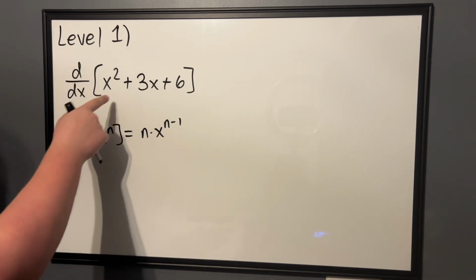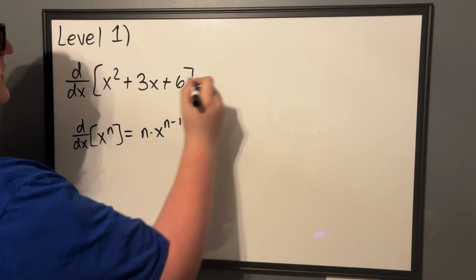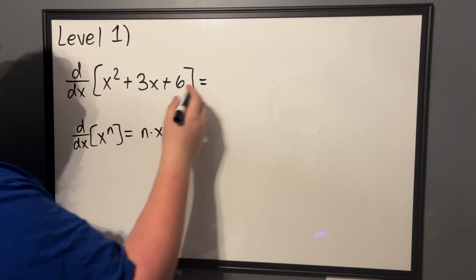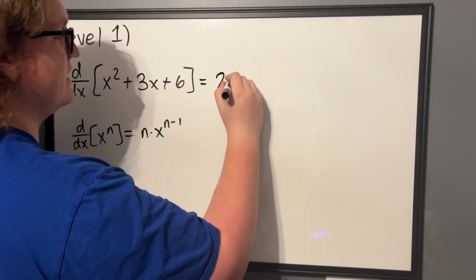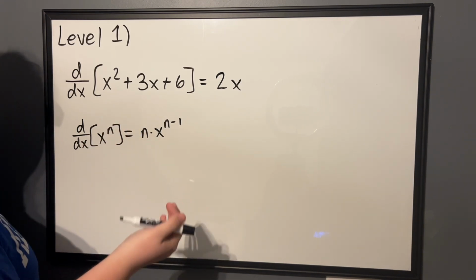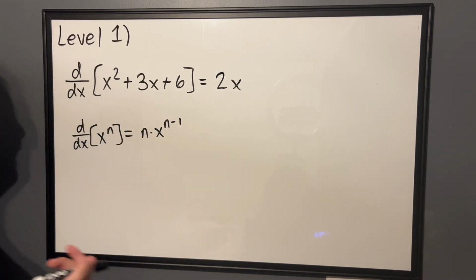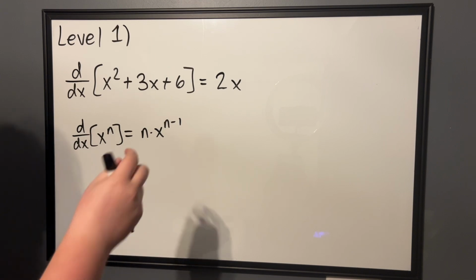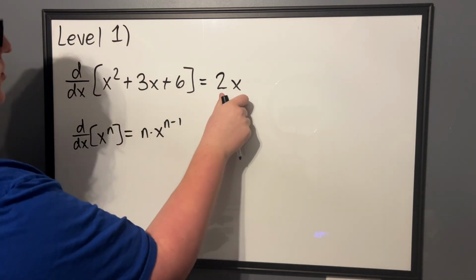So in this case, we have x squared. So x squared, that n is going to be 2. So we're going to pull the 2 down in front, then the x stays there, and then we just subtract 1 off of that power. Well, 2 minus 1 is just 1, and x to the first is just x. So we don't even need to write that part. So the derivative of x squared is 2x.